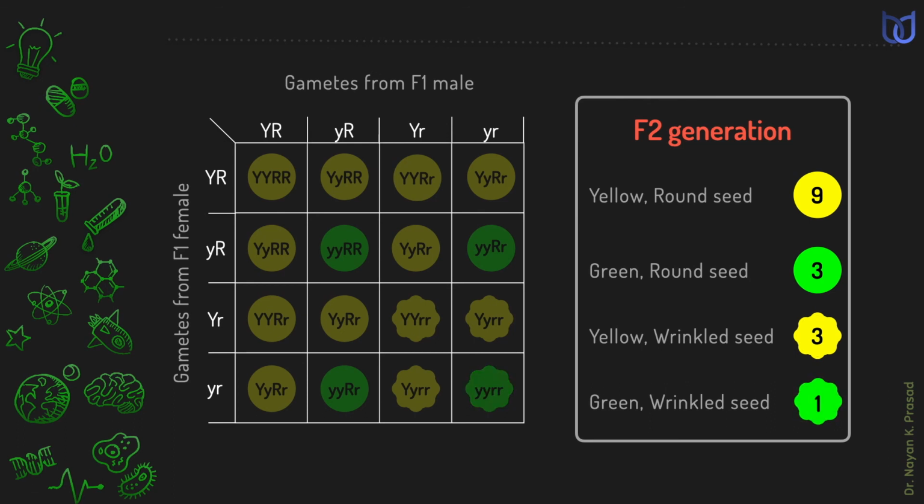Thus 4 types of phenotype are produced in the ratio of 9:3:3:1 in a dihybrid cross. This is all about Mendel's dihybrid cross.